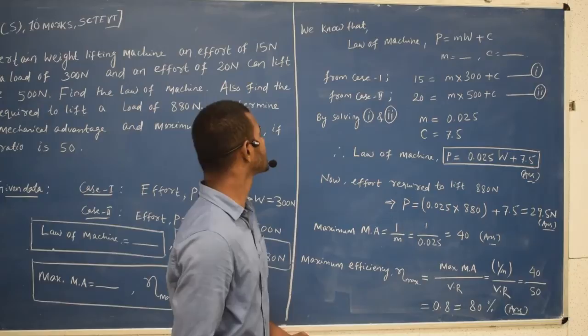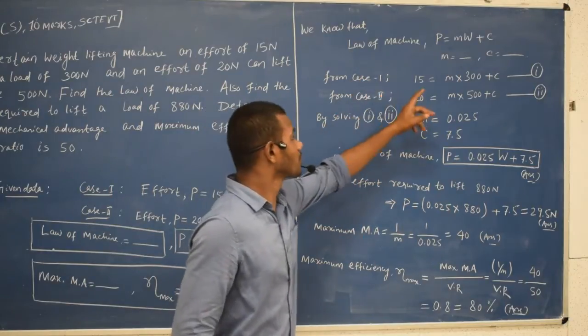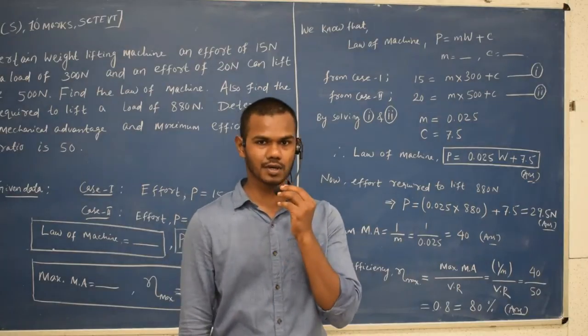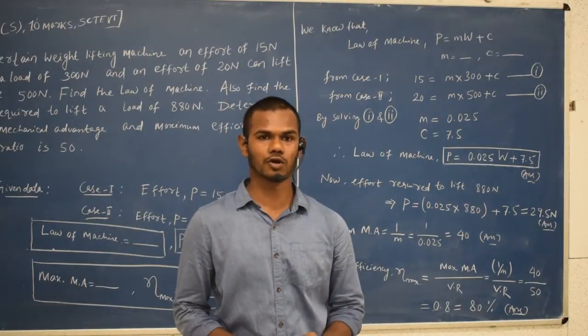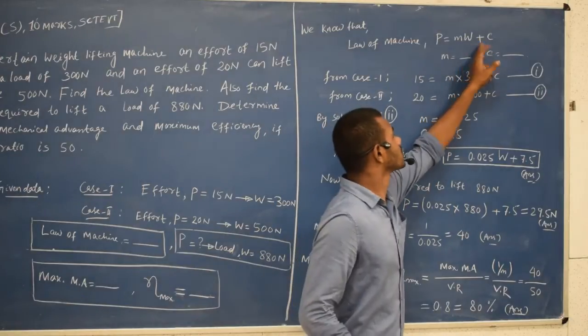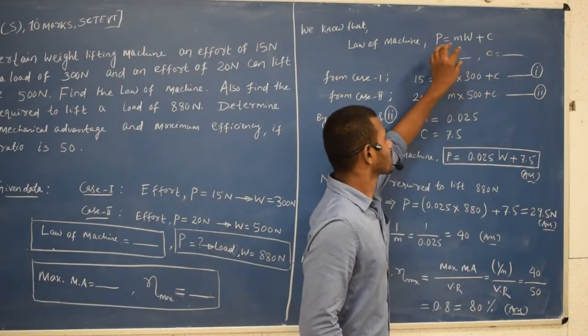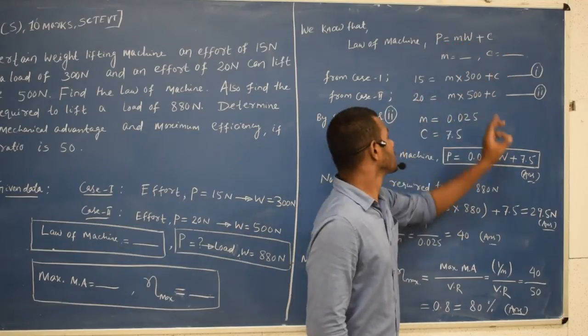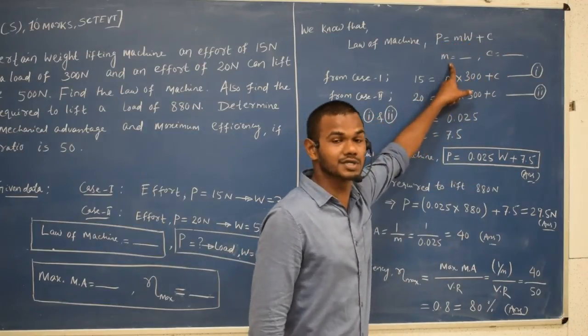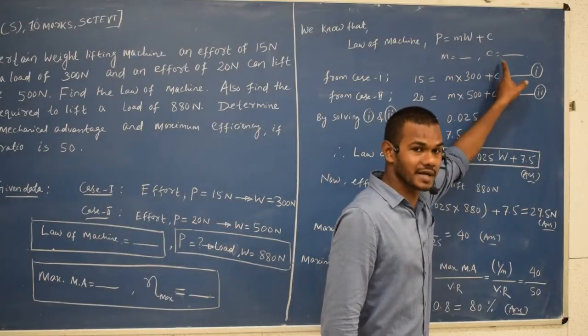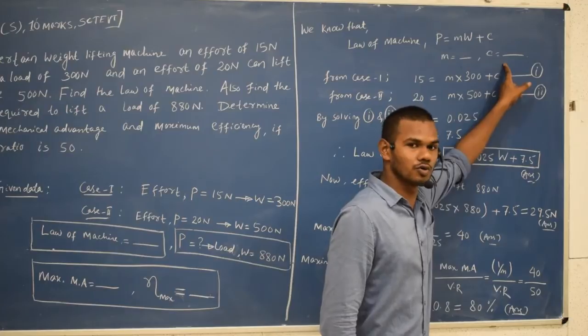Now what is the law of machine? We know that the law of machine is P equal to mW plus C. It's a linear relationship between the effort required and the load lifted. Here m and C are both constants, and we need to find their values. Here m is the slope of the line, which is the coefficient of friction, and C is the y-intercept, which indicates the machine friction loss to lift a load.